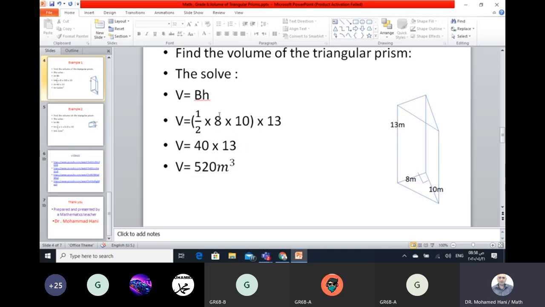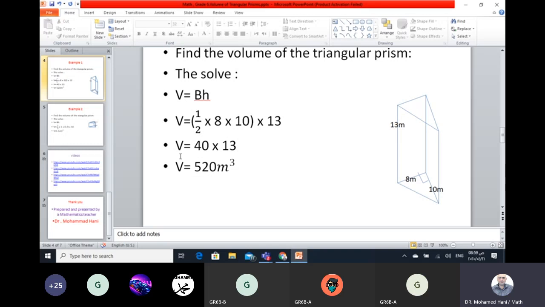What is the base of the triangle? The base of the triangle here will be 8. And the height of the triangle will be 10. Times H. H is the height of the prism, of the triangular prism. The value of the height will be 13.